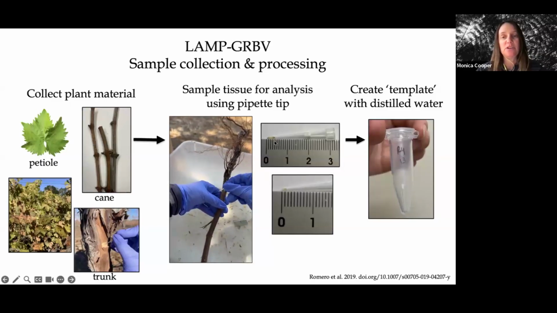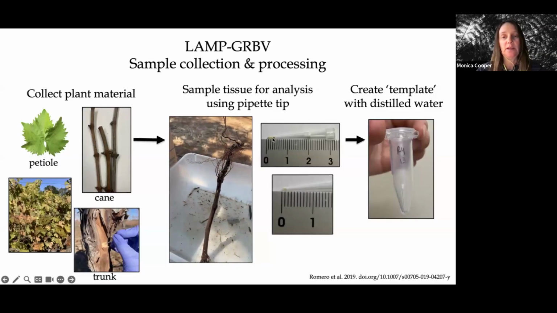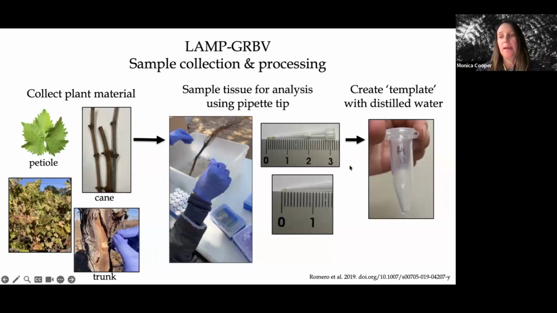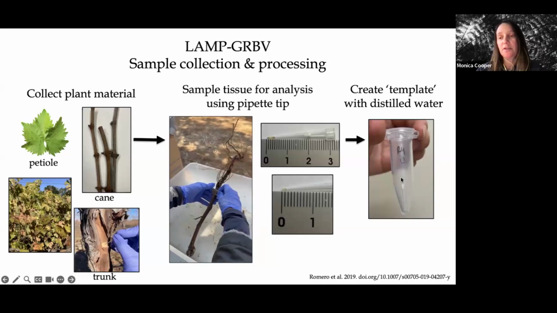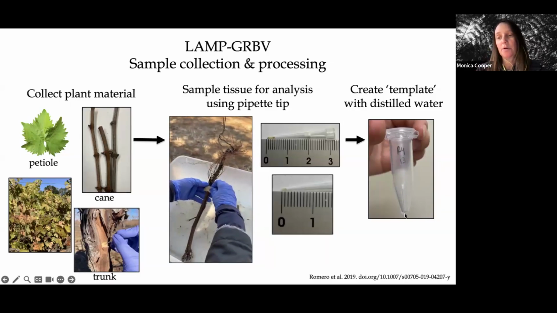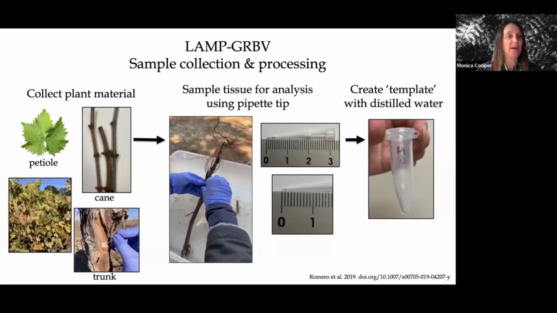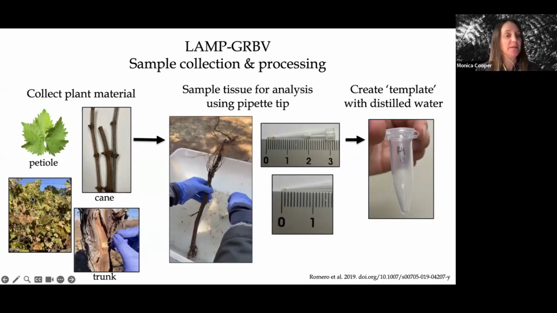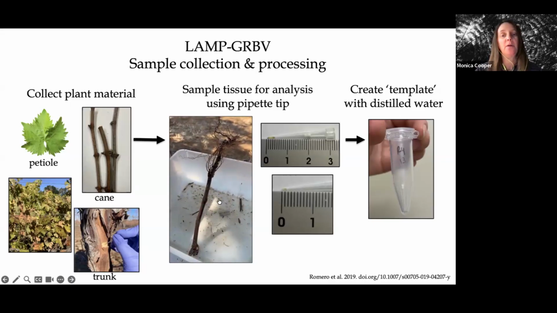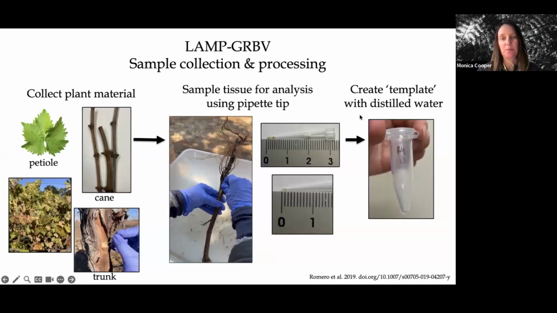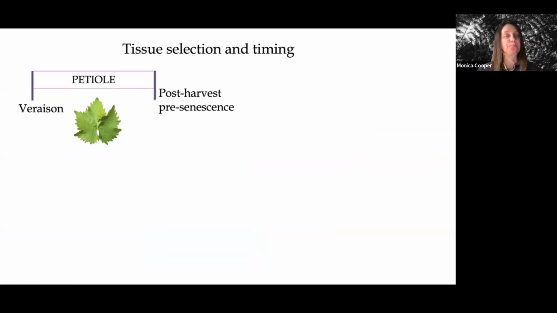And then these are the still images showing you the tissue in the tip of the pipette that is then put into another tube that has distilled water at the bottom of it. And that becomes the template, which is what is used for the assay itself. So that's the process. You go to your grapevine that you're interested in, you collect your plant material, you sample that plant material with a pipette tip, and then you create your template that's going to be used in the assay. So when you're going to do this, which tissue are you going to use and when?